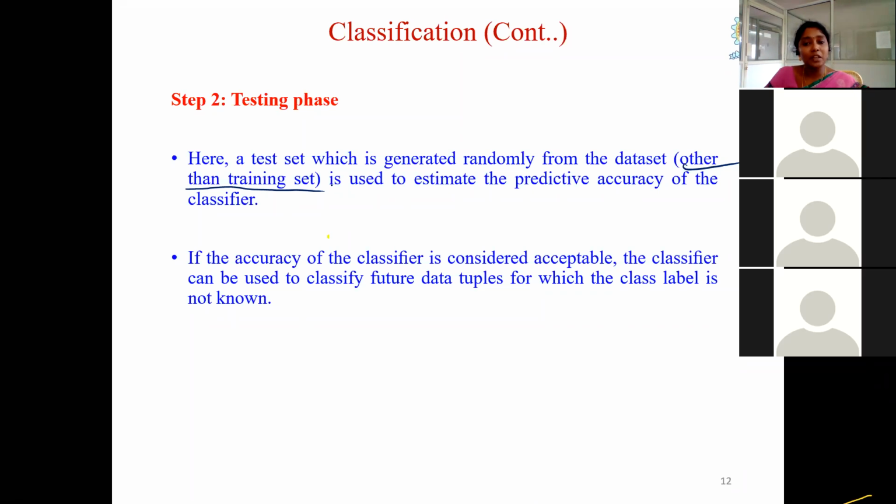So if the accuracy of the classifier is considered acceptable, the classifier can be used to classify future data tuples for which the class label is not known. If this is a test environment and it is successful, then the same model can be used in the actual environment. That means if the model performance is good, the classifier can be used to classify future data tuples, even some unknown tuples.